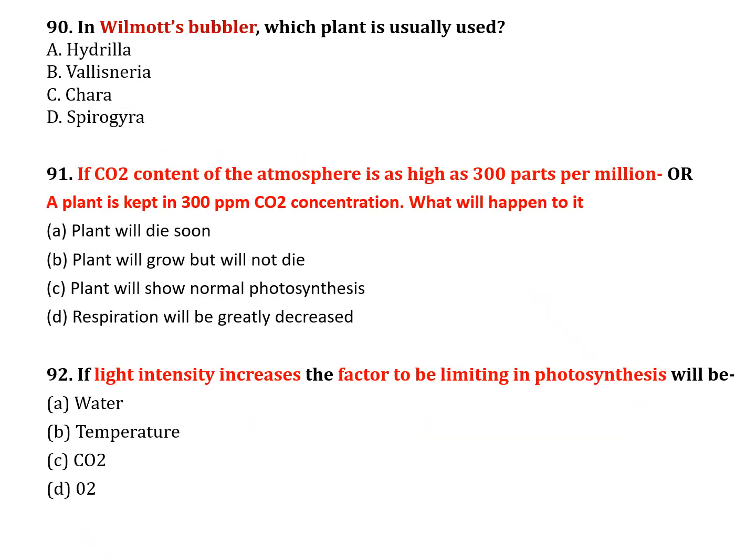The next question, number 90. In Wilmot's bubbler, which plant is usually used? Option A, Hydrilla, option B, Vallisneria, option C, Chara, option D, Spirogyra. Correct answer is option A, Hydrilla.